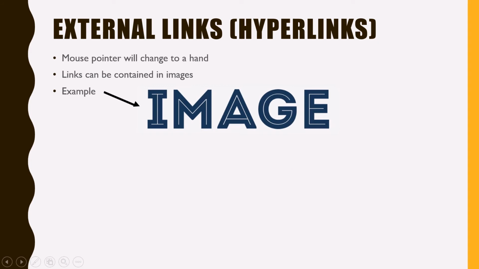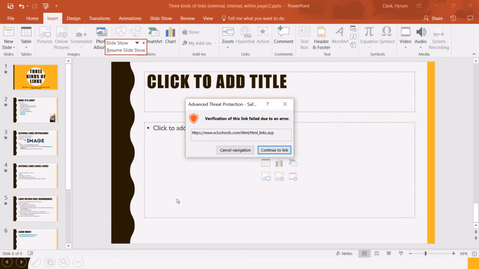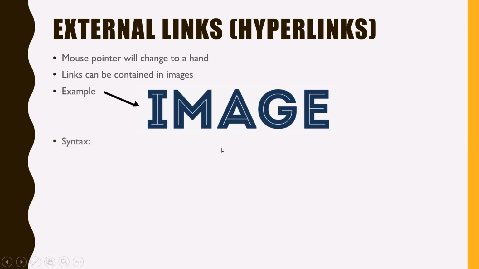Continuing from there, oh, it looks like it's stuck. Let me cancel this again. There we go. So the syntax to have a link, the format is something like this, where you have your A tag, then you have the href code, and have it equal to the URL that you want to refer to.